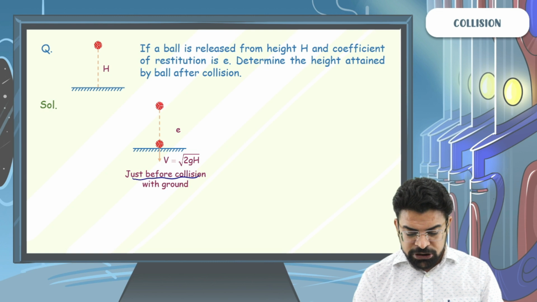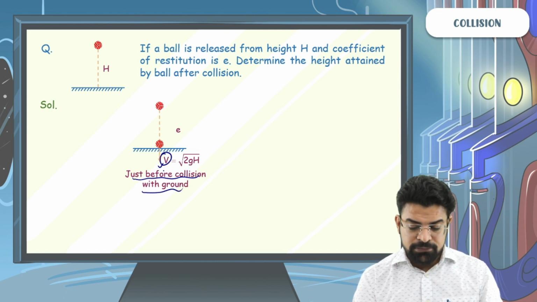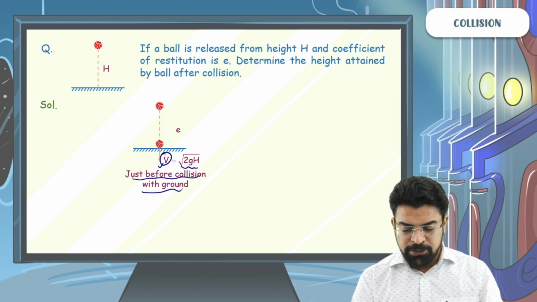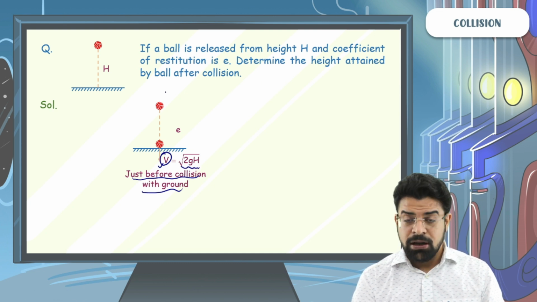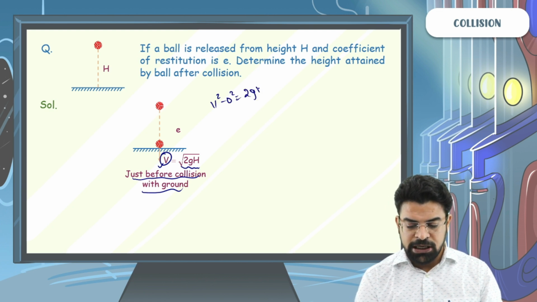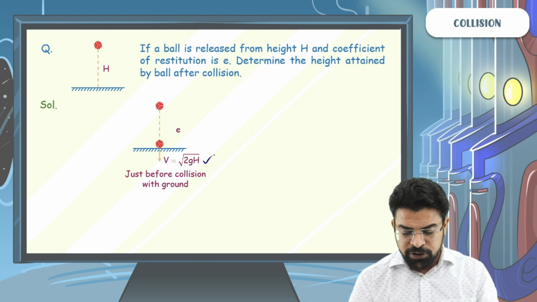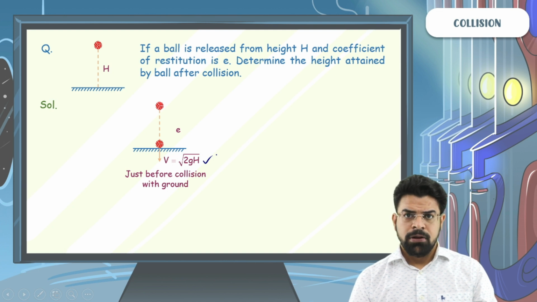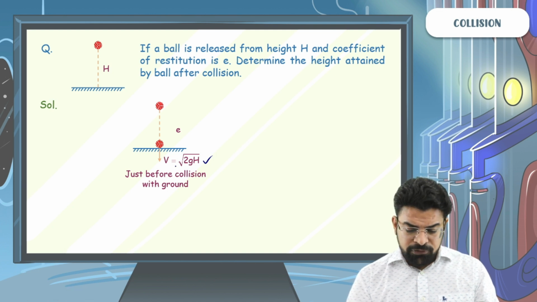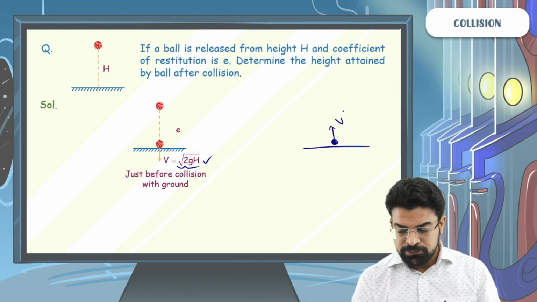Just before collision with ground, the ball will have some downward velocity. Let's call it v. And this velocity will be equal to root 2gh. Sir, how do you know? Apply the third equation of motion, v square minus 0 square equals 2gh. So v comes out to be root 2gh. Or better, simply use half mv square equals mgh, and you will get that v has to be root 2gh. And let's say after collision, this ball bounces back up with a speed v dash.